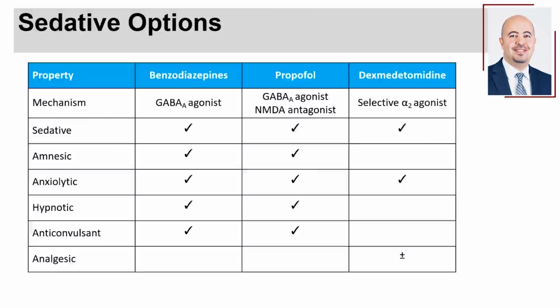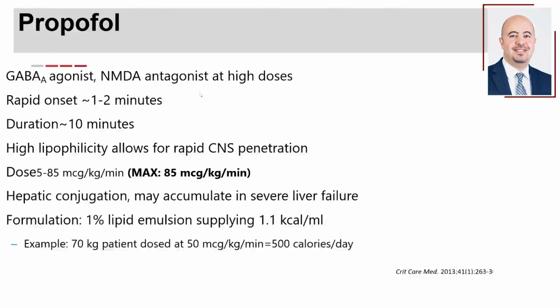The most commonly used زي ما حكينا propofol, dexmedetomidine, which is Precedex, and the least favorite is benzodiazepines. نحكي عنهم بسرعة. Propofol is a GABA agonist and NMDA antagonist. Rapid onset, short duration, dose usually 5 to 85 microgram per kilogram per minute. The maximum is 85 microgram per kilogram per minute.